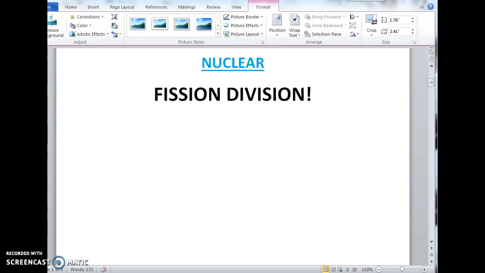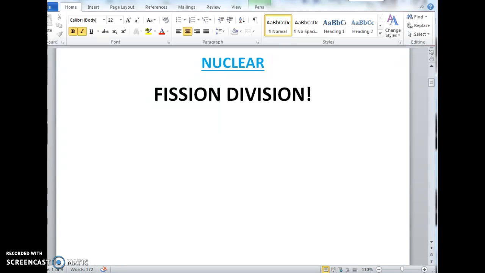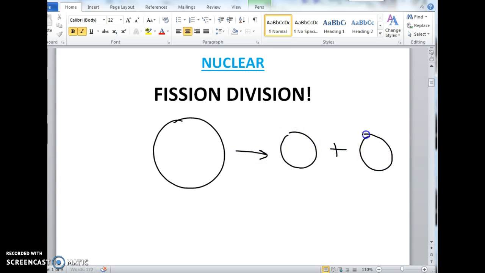Nuclear, there's really just one that came to mind. Very, very popular one: fission, division. That's going to remind you that fission means you're going from a larger nucleus to two smaller nuclei, kind of like binary fission in biology. You're splitting it. It's called splitting the atom into smaller nuclei.